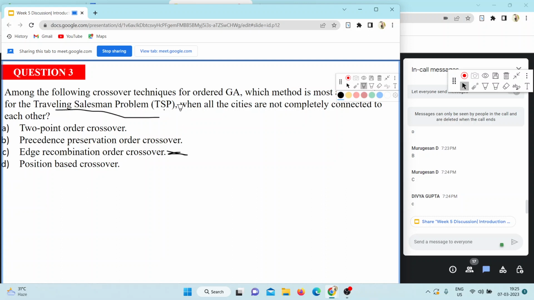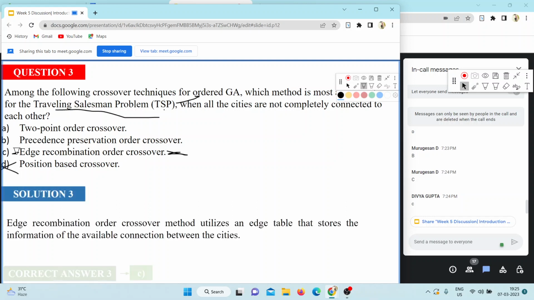So this traveling salesman problem is solved by order GA, and for order GA we have seen two point order crossover as well as precedence preservation crossover. We have not discussed C and D, that is, position based crossover. There is nothing called position based crossover for this order GA. We have not discussed C, and the right answer is C, edge recombination GA.